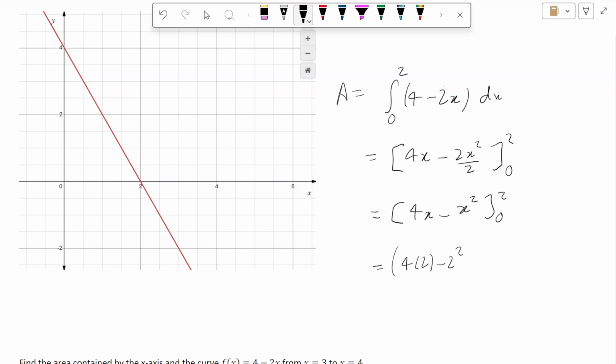So that's plugging in the top number. And then the bottom number, 4 lots of 0 take 0 squared. If we work that out, that is 8 take 4 in that first bracket, take nothing. So that's 4.